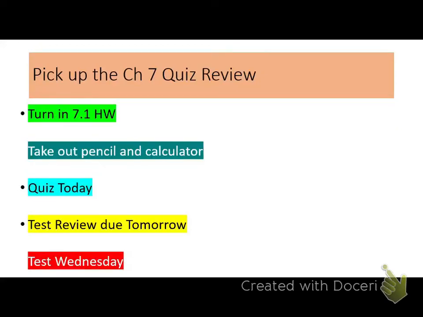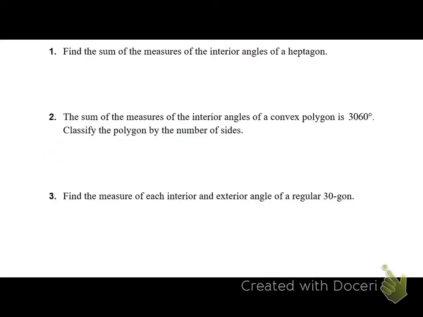So we're going to do the Chapter 7 quiz review, starting with number 1. It says, find the sum of the measures of the interior angles of a heptagon. So anytime you see this phrase, it's asking for how many degrees are inside of the shape. How do we figure out how many degrees are inside?